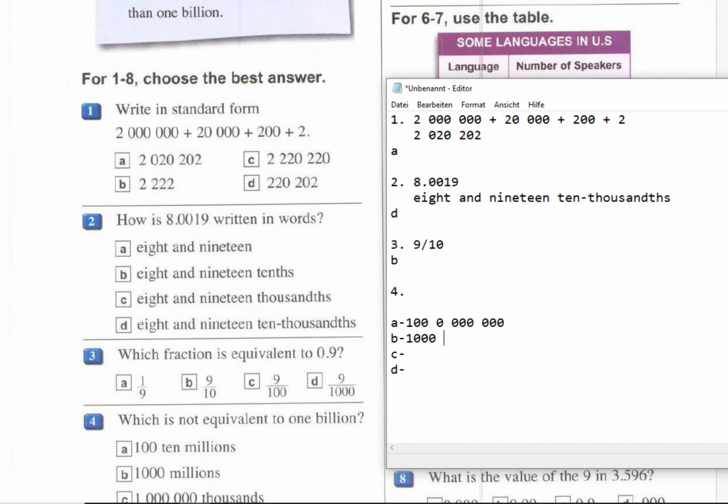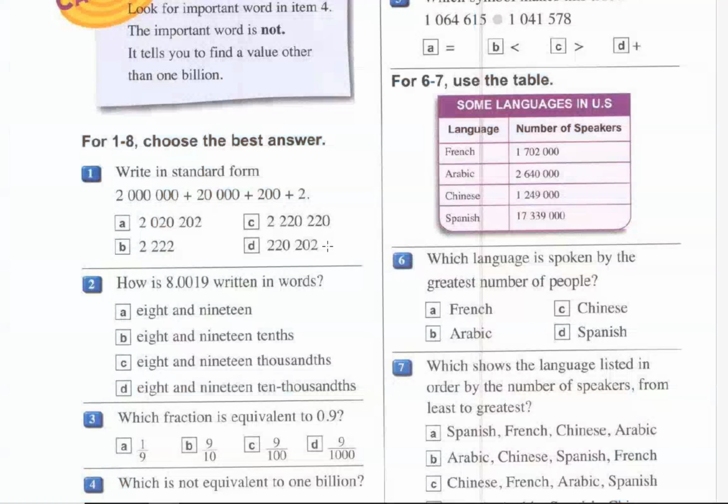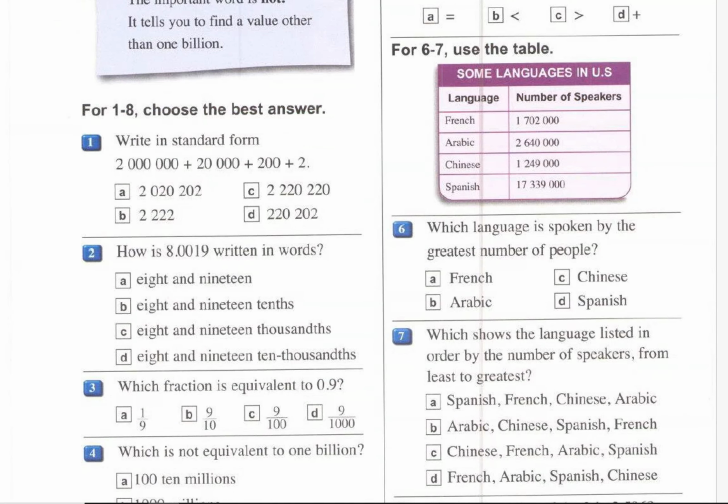Thus, the second possibility is 1,000 millions. It means I will write 1,000 and 6 zeros. And if I will have C, 1 million thousands, it will be 1 million plus 1,000. Okay, it must be not equivalent to 1 billion. Until now, it's all equivalent. So it means the last possibility must be not equivalent. And let's check it together.